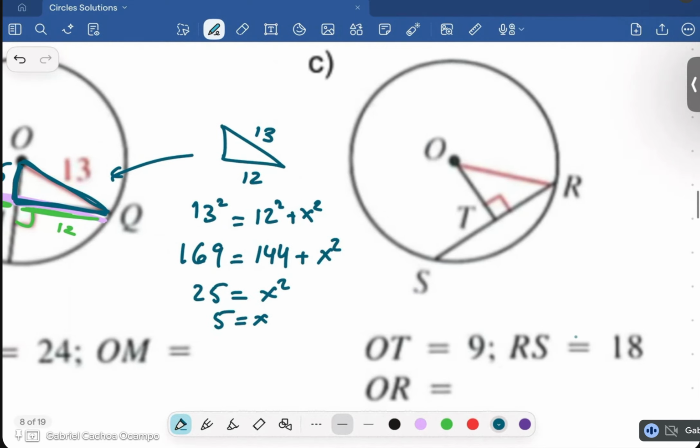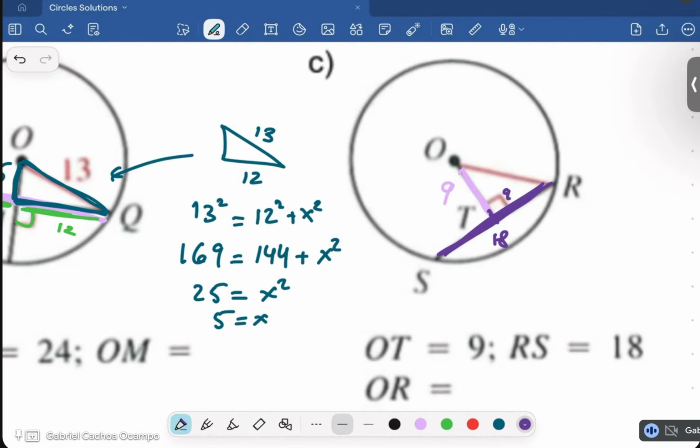Here, again, I have a 90-degree angle, and they are asking me for OR. They are telling me that OT measures 9. And they are telling me that RS measures 18. If this measures 18, because I am splitting it in half, this one also measures 9.